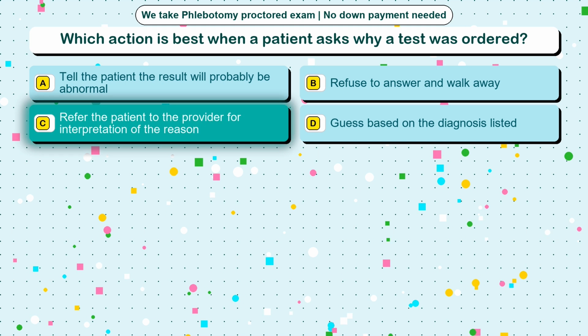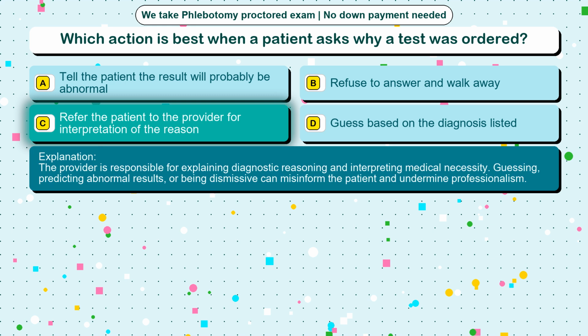The correct answer is option C, refer the patient to the provider for interpretation of the reason. The provider is responsible for explaining diagnostic reasoning and interpreting medical necessity. Guessing, predicting abnormal results, or being dismissive can misinform the patient and undermine professionalism.